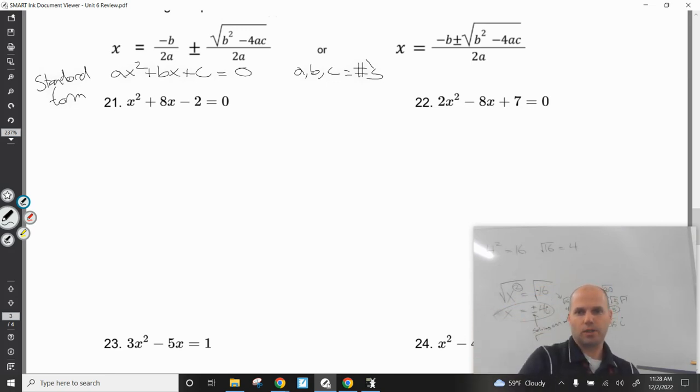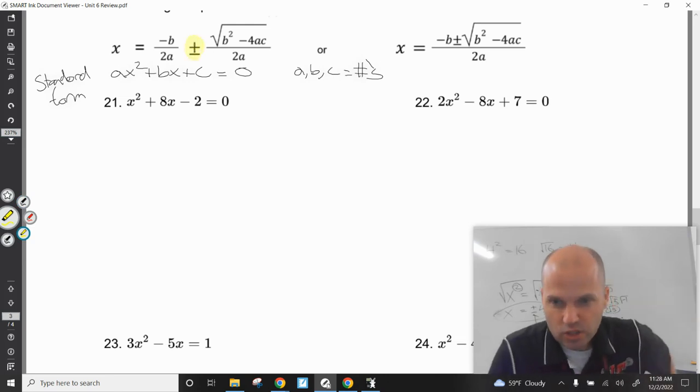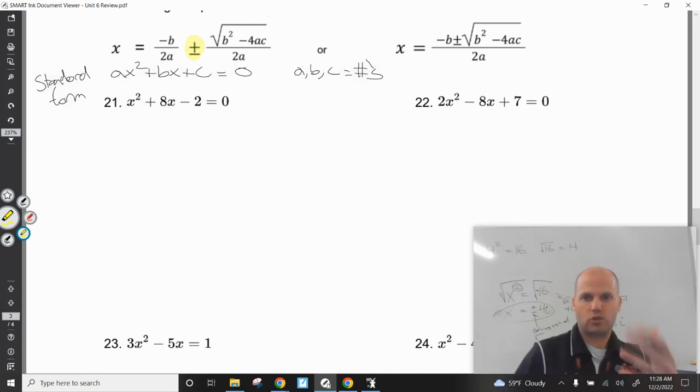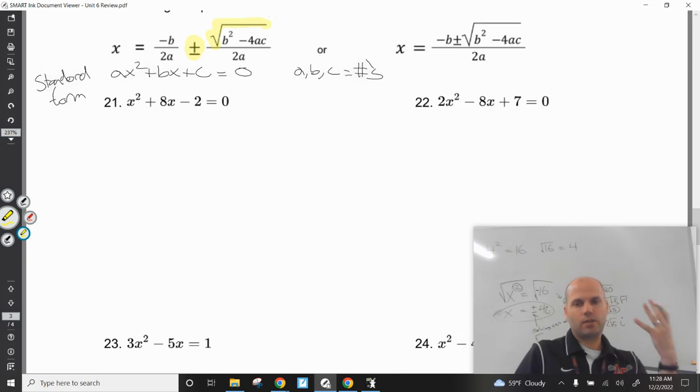And here's the formula. What do you notice about the formula? Oh, it's got a plus or minus. Yeah, because we're solving quadratics using square roots. You need the plus or minus when you use a square root to solve. So this is just another method of using square roots to solve quadratics. Here's what you've got to do: identify the number A, the number B, and the number C. Use parentheses to plug in.